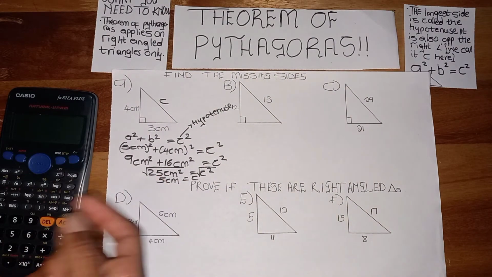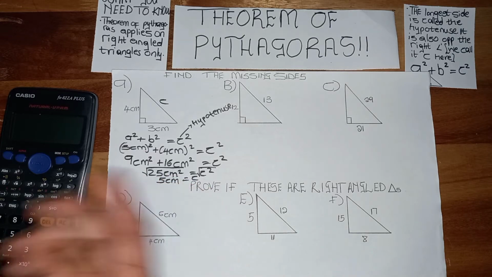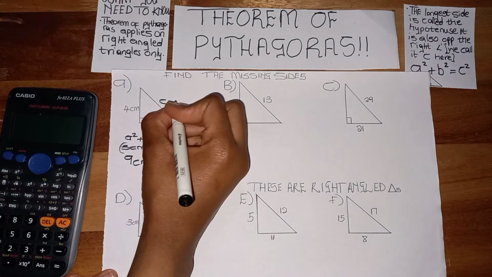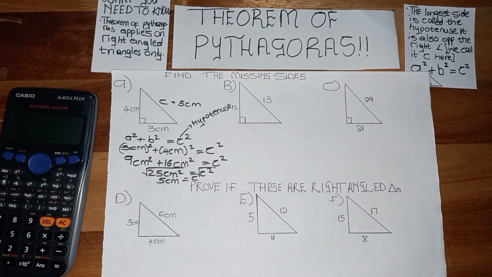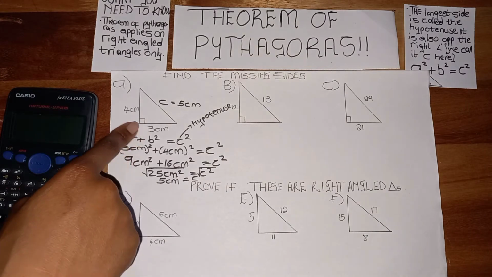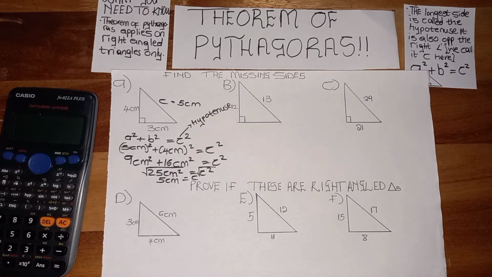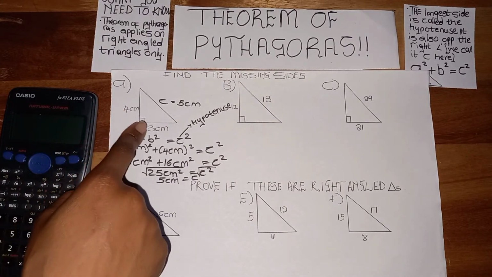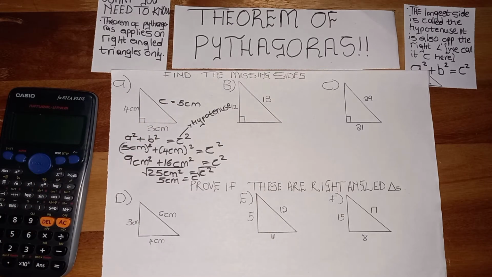Which number multiplies by itself twice to give us 25? It's 5, because 5 multiplied by 5 is 25. So you have solved for c. The length of the hypotenuse equals 5 centimeters. This is a right angled triangle because the left hand side equals the right hand side. The sum of the squares of the two legs equals the hypotenuse squared. So 4 centimeters squared plus 3 centimeters squared equals 25, and 5 centimeters squared equals 25. So 25 equals 25.